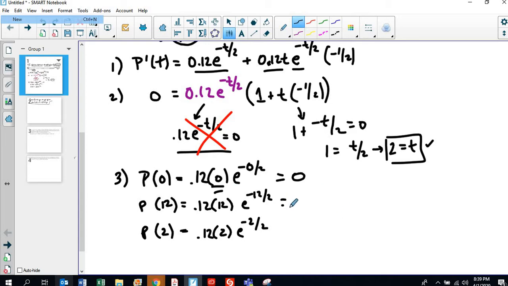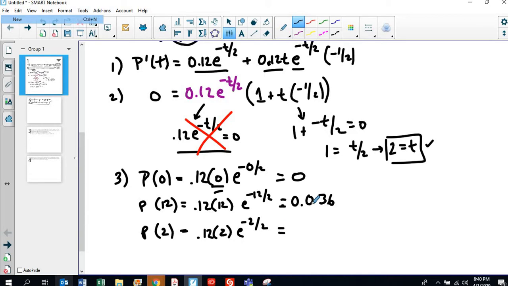After 12 hours, if we type in 0.12 times 12 times e raised to the negative 12 divided by 2 power, then we end up with 0.036, and that's also very small, as you might expect after 12 hours.